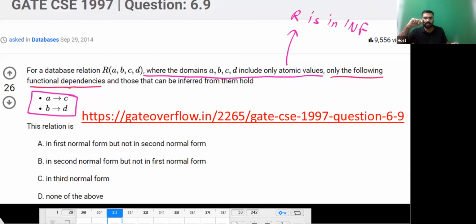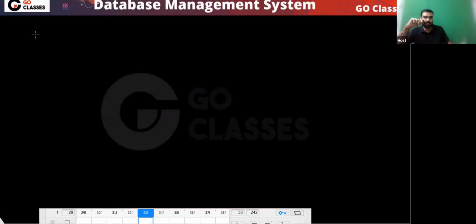And one more thing: this question is also copied from a standard resource. I found that it is also taken from a standard book. But anyway, let's see. This is a simple question.